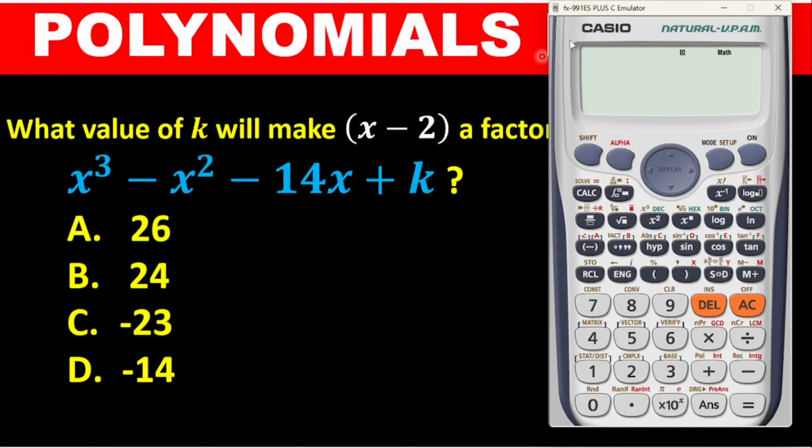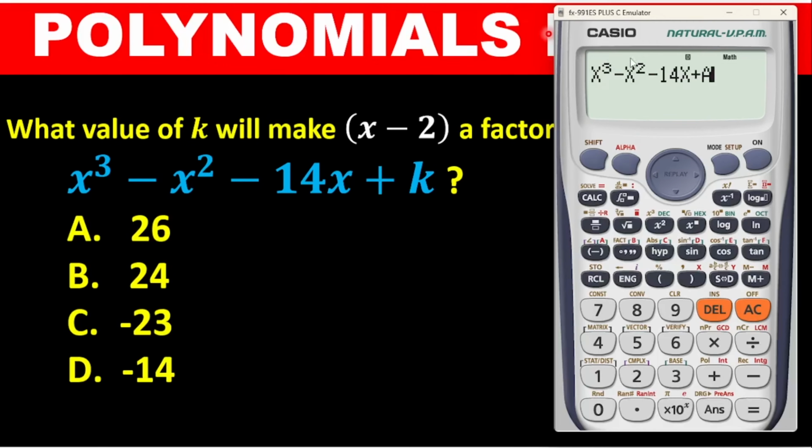So let's enter it on the calculator. First I press alpha, then x, then cubed, then minus x squared, so alpha x, and then I square it. Then I have minus 14x, so 14 alpha x, and then plus k. This is where we said that we don't have k on it. So in place of the k, I want to use the letter a. So I press alpha and then a. So we have now entered this expression on the calculator.